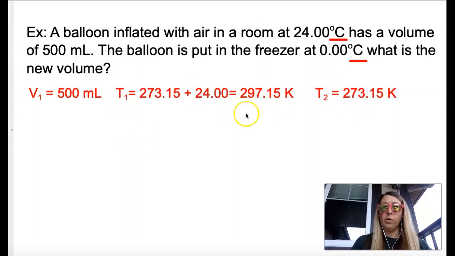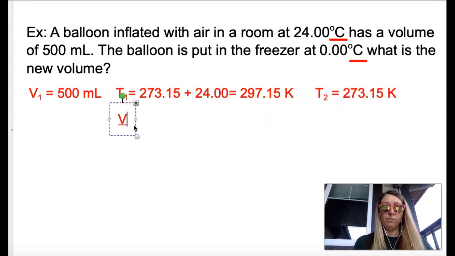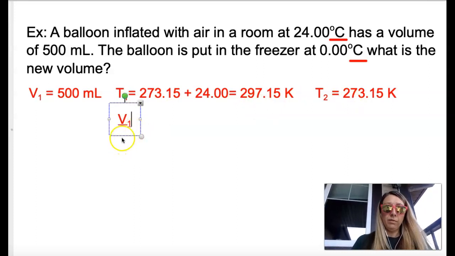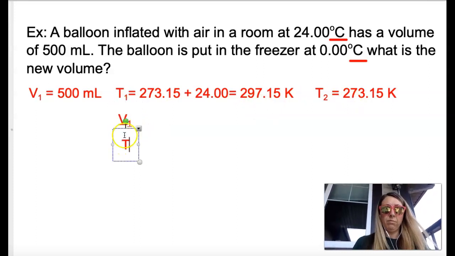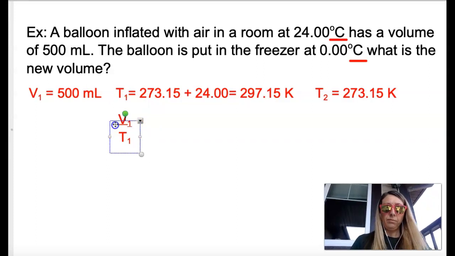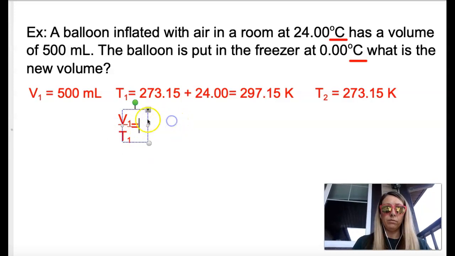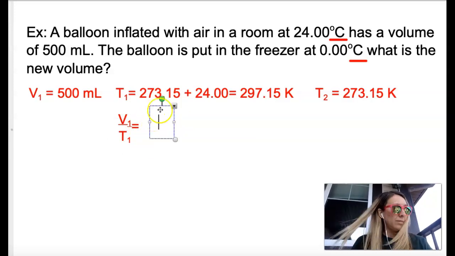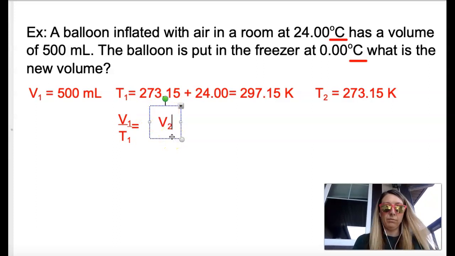Okay, so what are we looking for? We are looking for V2. So we have our starting equation, which is V1 over T1, and that was equal to V2 over T2.